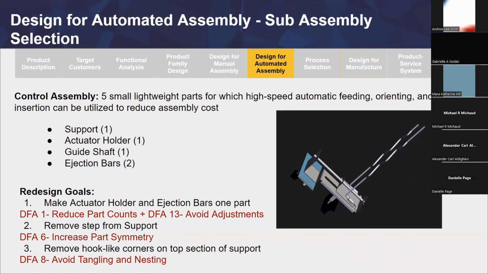To remove a step from the support was our second goal. It helps us with DFA 6 to increase part symmetry. And also, we removed the hook-like corners on the top section of the support, and this helped us avoid tangling and nesting, which is DFA 8.